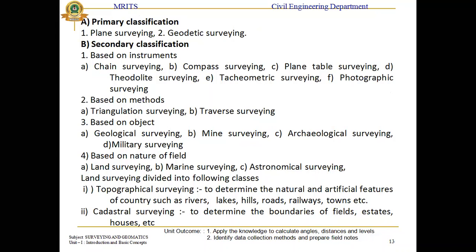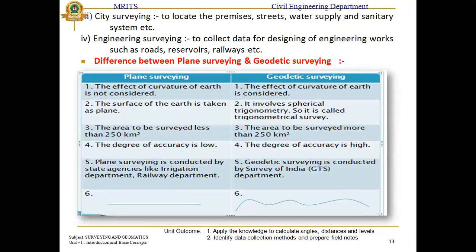Primary classifications will give plane surveys and geodetic surveys. And what is the difference between plane survey and geodetic survey? Plane survey will be discussed in the next slide.